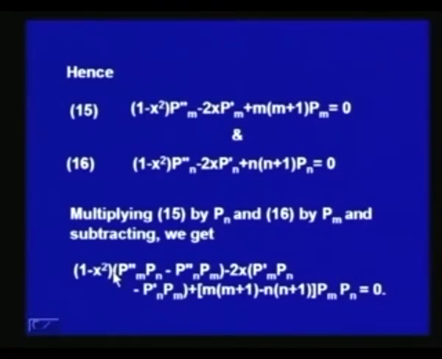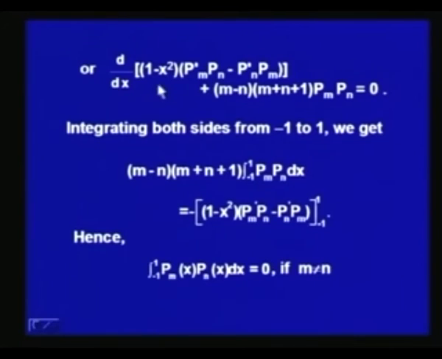We have (1 - x^2)(P_m'' P_n - P_n'' P_m) - 2x (P_m' P_n - P_n' P_m), which can be combined to give d/dx of [(1 - x^2)(P_m' P_n - P_n' P_m)]. The third term can be factorized to get (m - n)(m + n + 1) P_m P_n, and the whole expression is equal to 0.